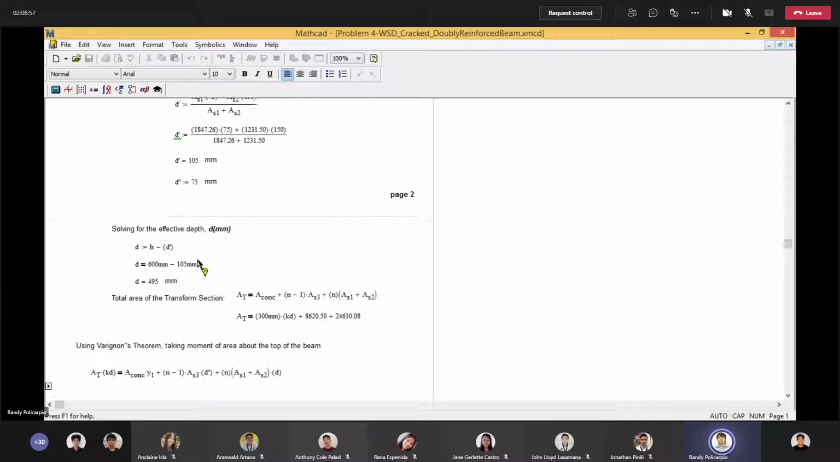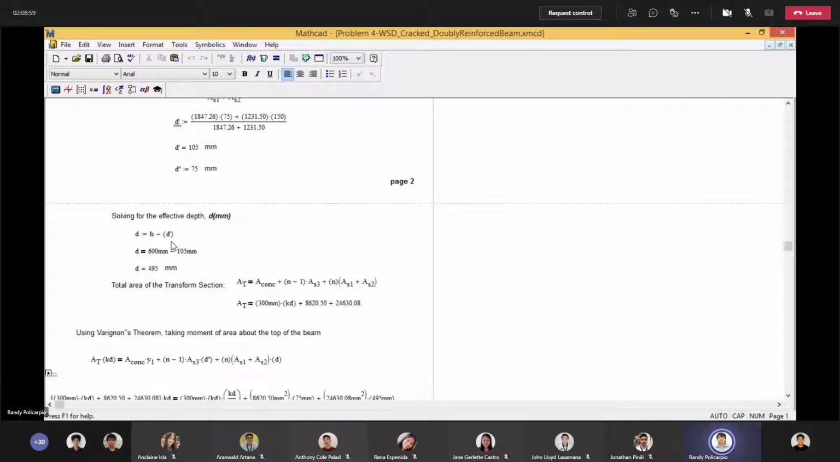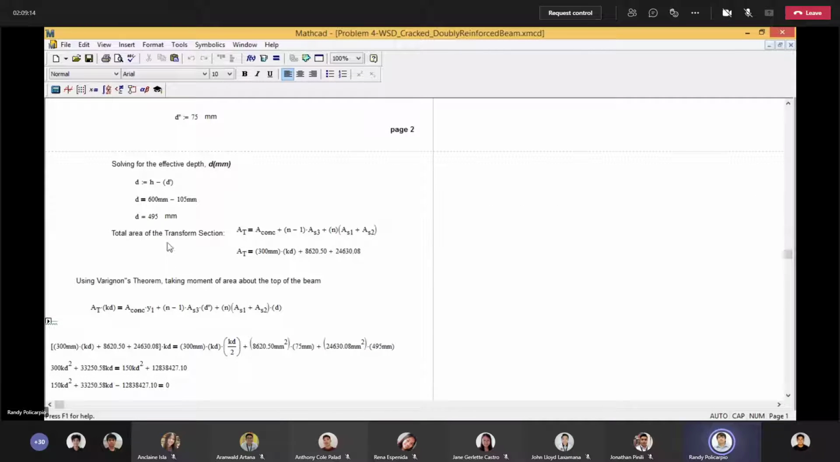Ang effective depth, kukunin mo yan with respect to the effective cover dun sa tension. Ayan, D prime. Dun sa tension yan, hindi dun sa compression. So, ito yung ating D. And then solving for the total area of our transform section, ito yung ating total area, unknown to KD.